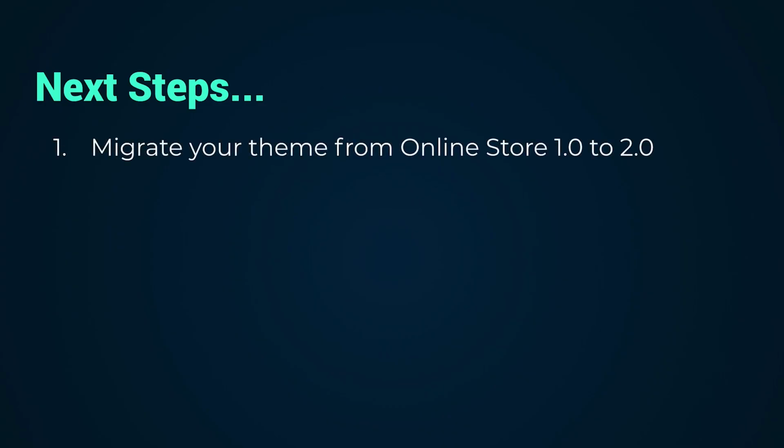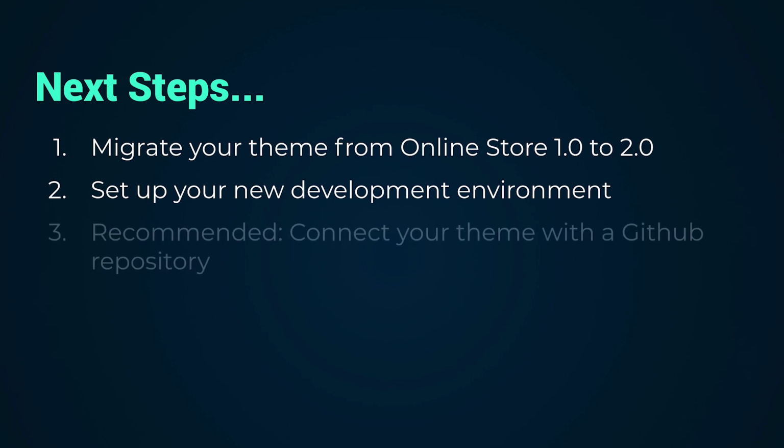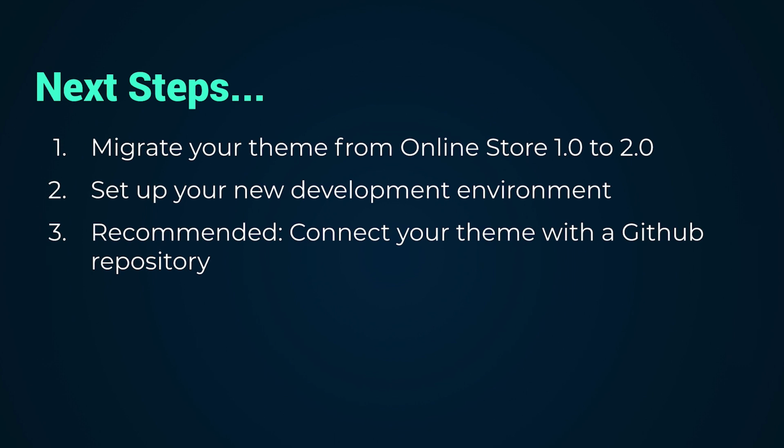But if you wish to adapt to the new features of the Online Store 2.0 experience, you'll need to: 1. Migrate your theme from Online Store 1.0 to 2.0. Shopify have a guide on their website for doing this, but I'll also be producing a tutorial on this for you. 2. Set up your new development environment. Remember, ThemeKit does not work with the new JSON templates, and so you'll need to install and work with the CLI instead. I'd also recommend that if you haven't already, you connect your theme with a GitHub repository, and that way you can deploy themes using Shopify's new GitHub integration.